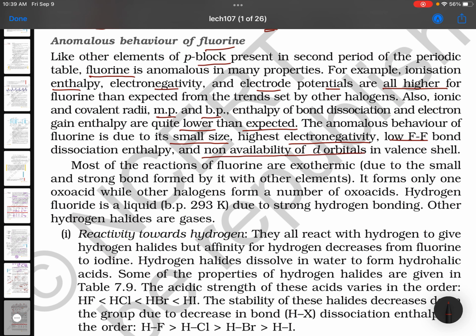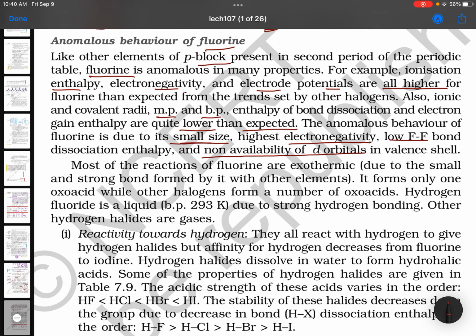All these can be asked in the exam. It is due to A, small size, B, high electronegativity, C, F-F bond energy, D, non-availability of d orbitals. The options may say all of these, only one of these, two of these, like this. So: small size, electronegativity, low F-F bond energy, no d orbitals.